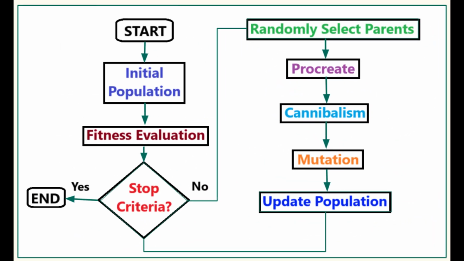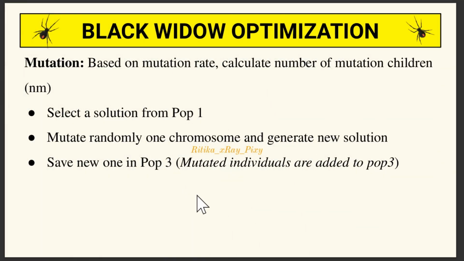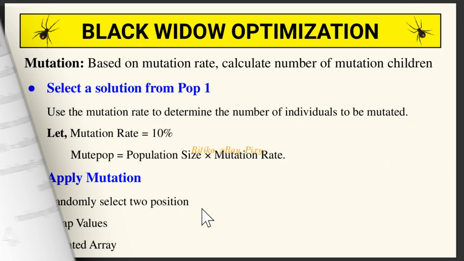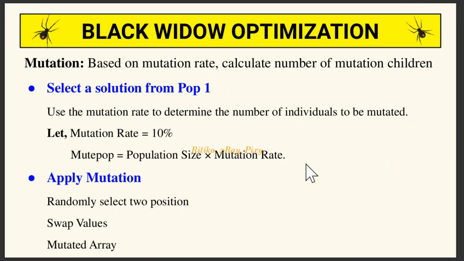After this, we'll perform mutation, and based on the mutation rate, we will calculate the number of mutation children. Mutation in this algorithm introduces diversity into the population by altering individuals. First we will randomly select individuals for mutation. Suppose the mutation rate is 10%. This is done to determine the number of individuals to be mutated: mute pop is equal to population size times mutation rate. Done. After this, we will apply the mutation.